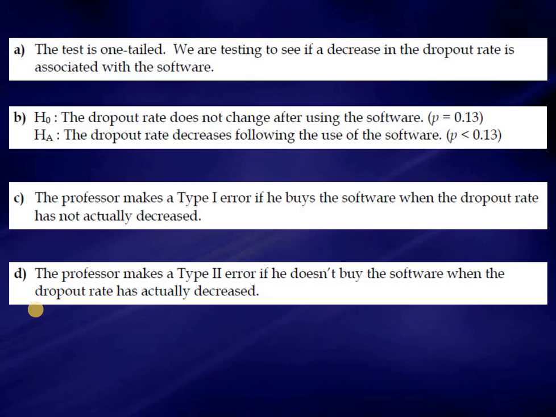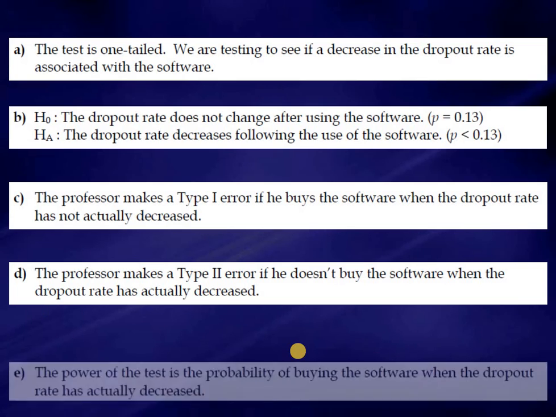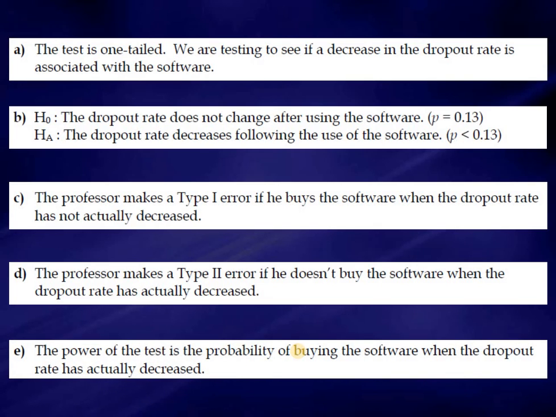Okay? I think E was the power of the test. Was E the power? So what's the power of the test here? Power of the test is that we do what? Correctly reject. So if I reject, I'm going with the alternative, and I should have. I buy it. So we buy the probability that he does what? The probability that he buys the software when it is in fact helping.